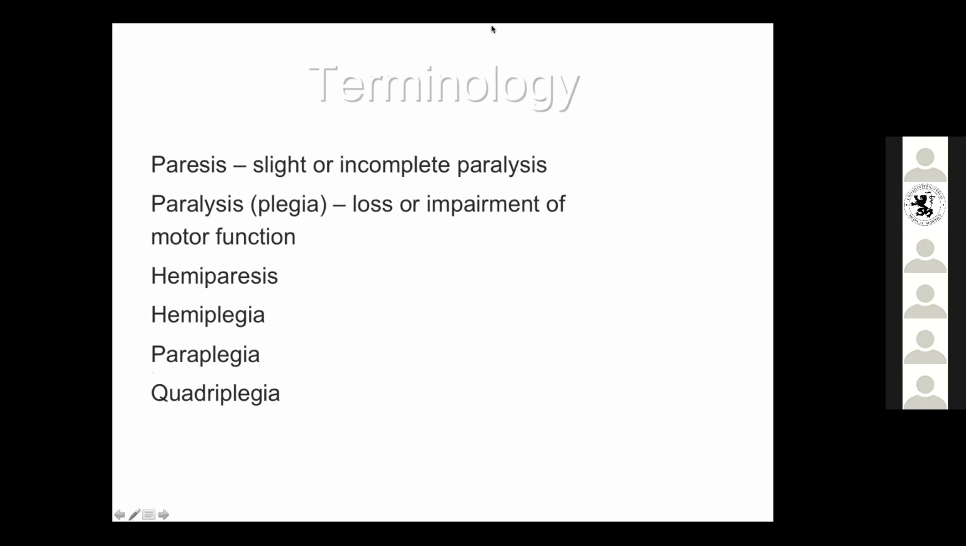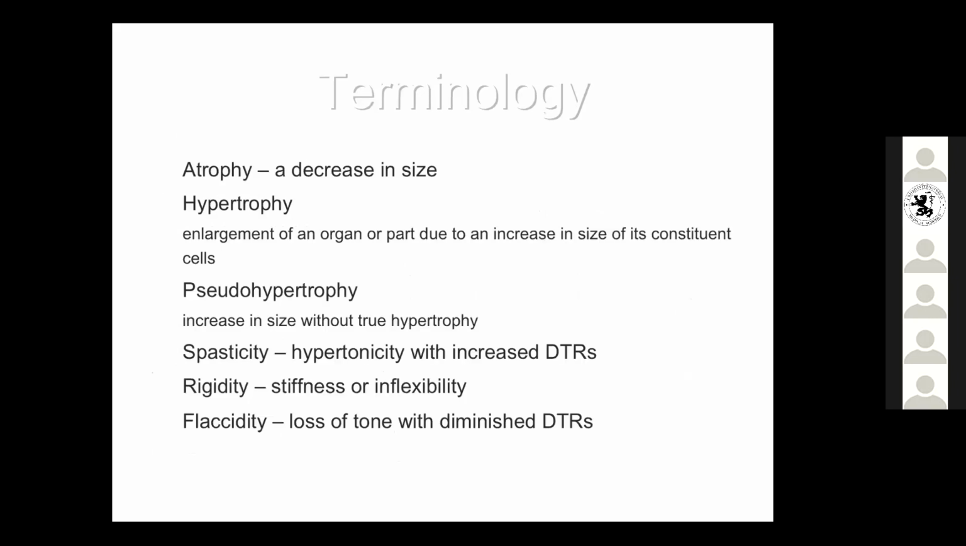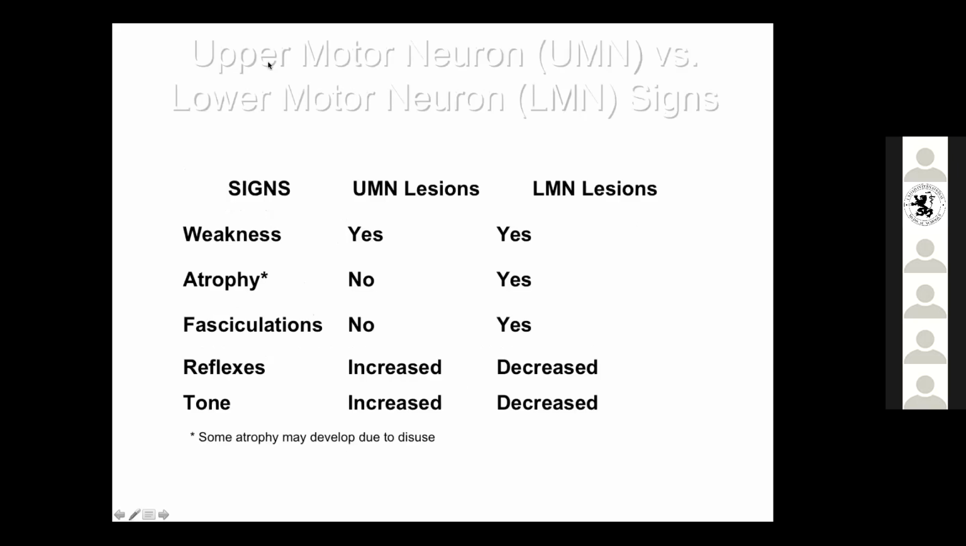It is also important to distinguish between the different terms like paresis, paralysis, hemiparesis, hemiplegia, paraplegia, and quadriplegia. Paresis is just an incomplete paralysis, but paralysis is a complete loss of the motor function. Hemiparesis is on one side of the body. Paraplegia means the lower side of the body, and quadriplegia is all four limbs affected. And atrophy, hypertrophy, I think you all know these terms, so I don't need to go through them.